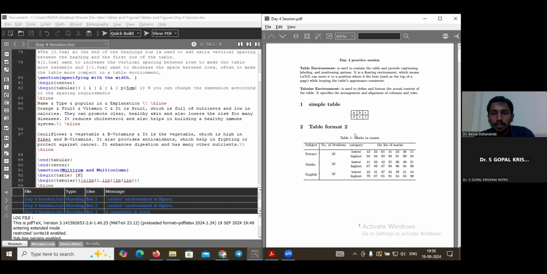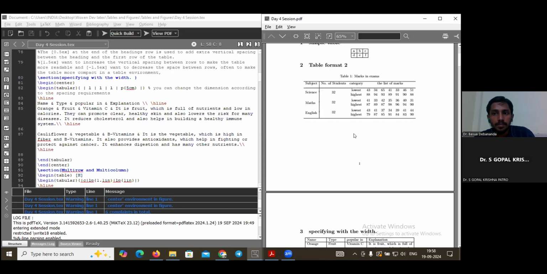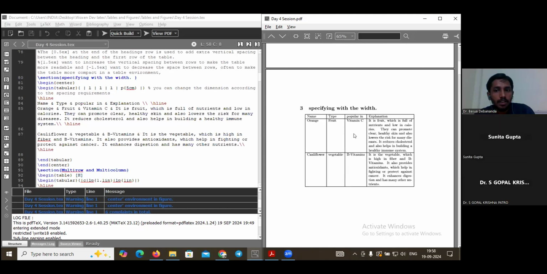Hello, excuse me, sir. Sorry for disturbing. I have one query. If our table has a lot of data and it is placed across two or three pages, and we want the heading to also be visible when it starts from the second page, then how can we do that?